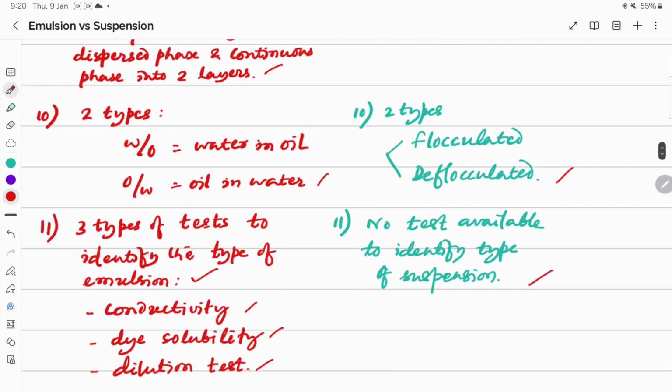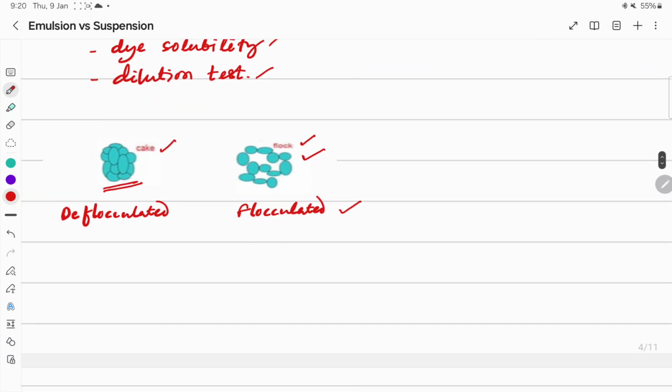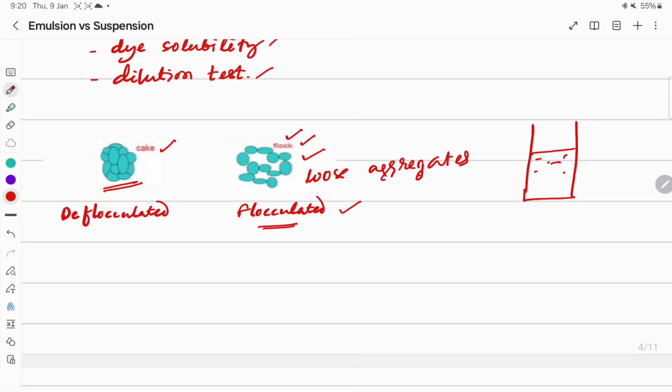So you can see a picture. You can see here flocculated, there are loose aggregates or flocks, and we call it flocculated. So it is easy to redisperse. You might have seen mud water. If we keep it for some time, then the mud will settle down and we call it the sediment.